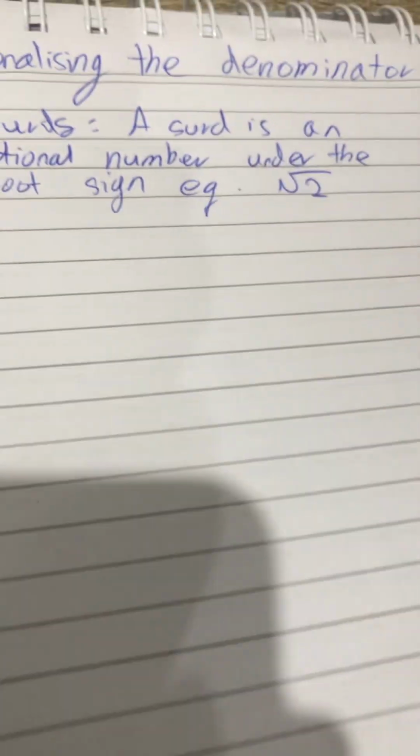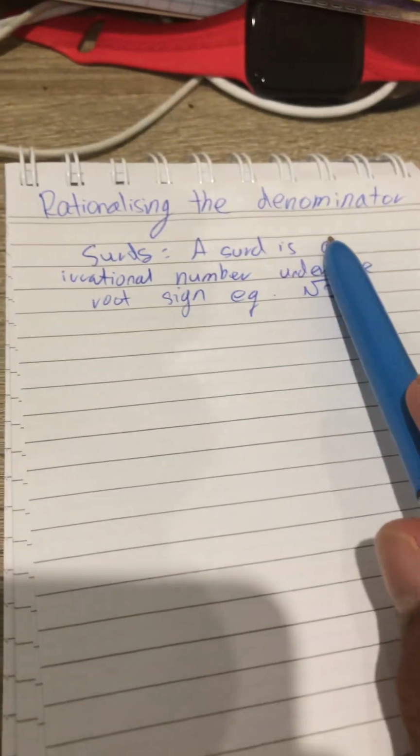Now according to my knowledge, a surd is an irrational number under the root sign. Such as root 2. This is a surd, which is why we need to rationalize the denominator, because it is irrational. Such questions such as 3 over root 2 root 3.